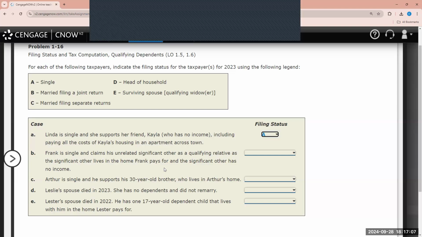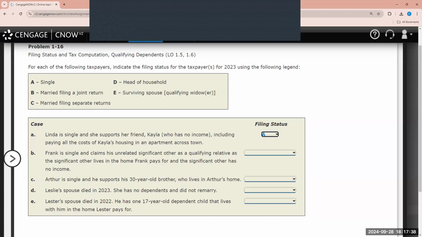B says Frank is single and claims his unrelated significant other as a qualifying relative as the significant other lives in the home Frank pays for and the significant other has no income. So keep in mind, as it relates to head of household, right? Now it ties into who is considered a qualifying dependent and who is not. So in order to determine who's a qualifying dependent or not, well, we know first and foremost that the significant other is not a child. So they wouldn't fall under what's called a qualifying child.